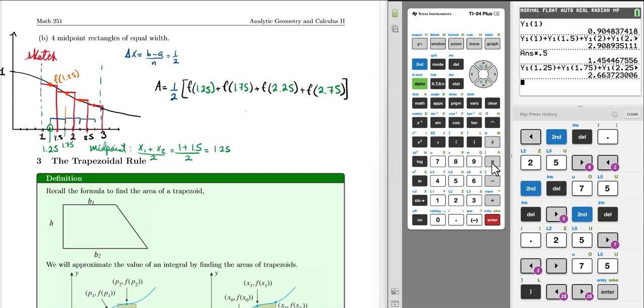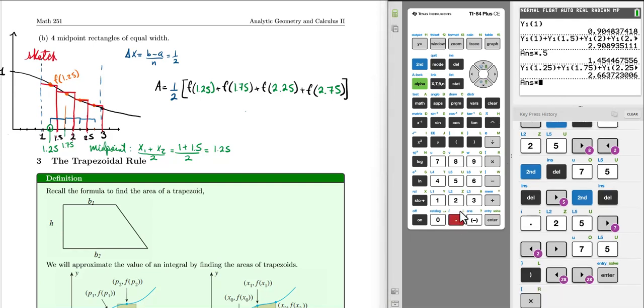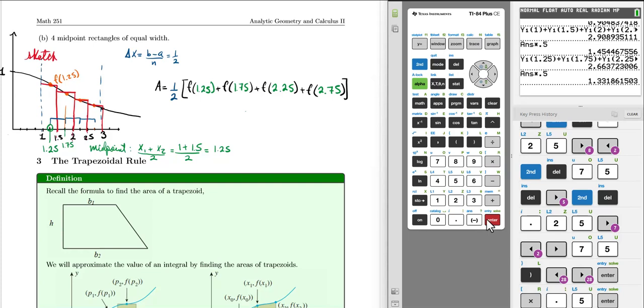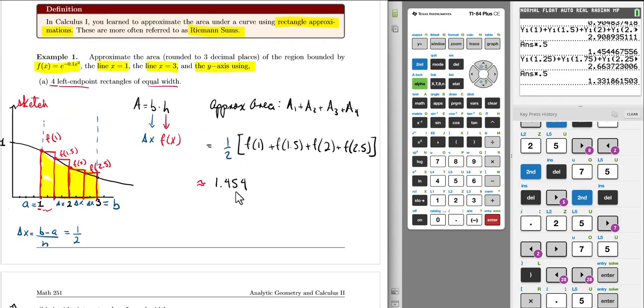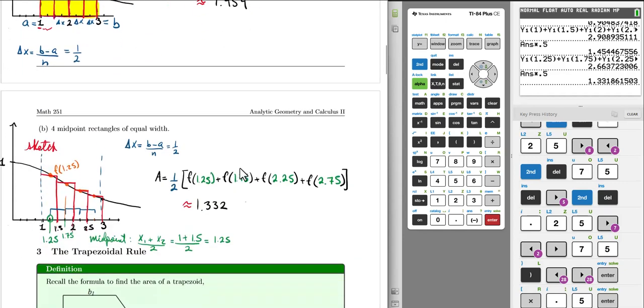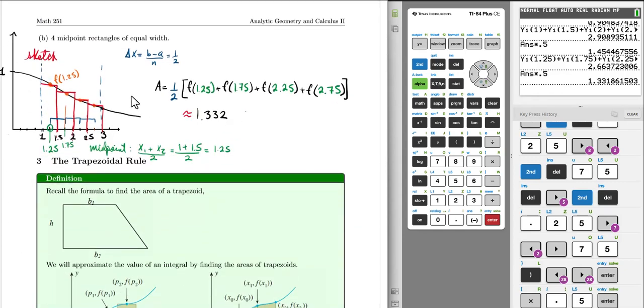Now we still need to multiply this by 1/2, so times 0.5, and we get 1.3318. So our area is approximately 1.332. And there we go. Now when you compare it to our previous problem, which gave us 1.454, I think this one is more accurate because there's less of an overestimate here.